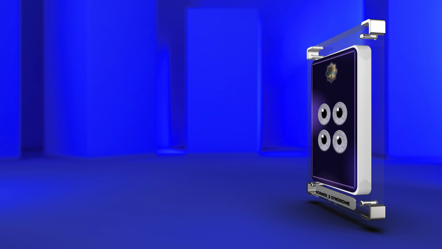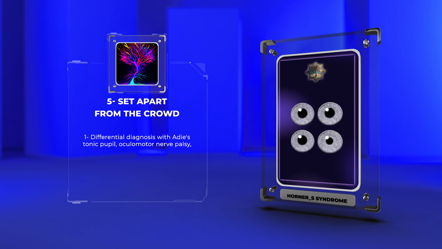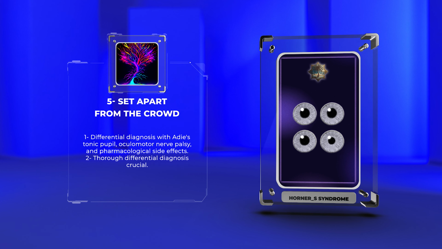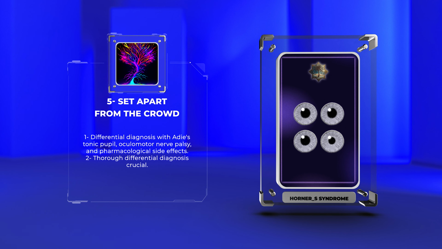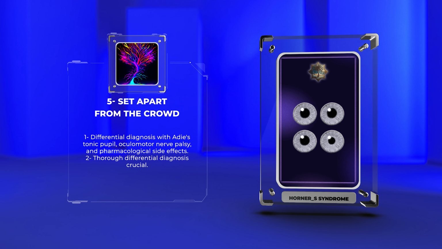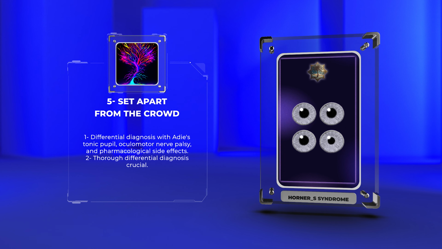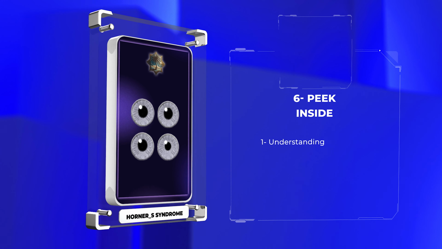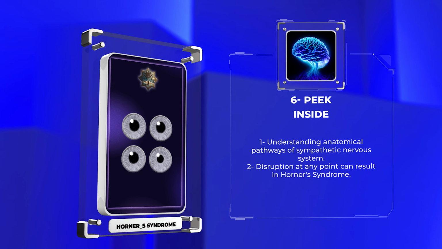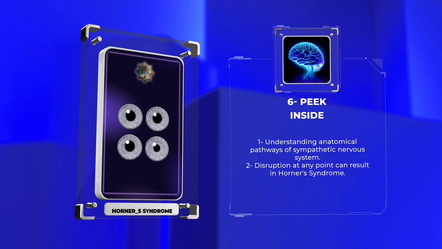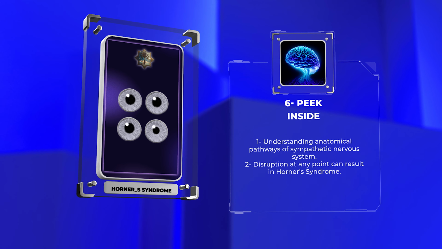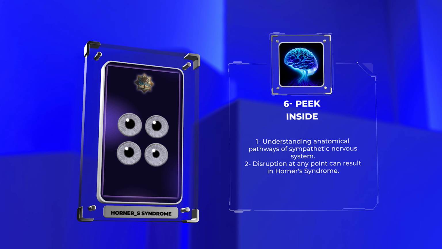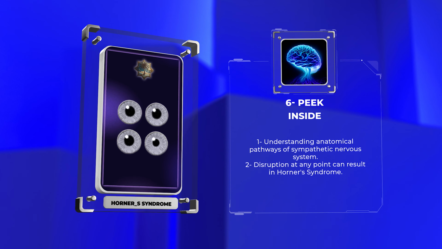One of the key challenges in diagnosing Horner's syndrome lies in differentiating it from other conditions that may present with similar symptoms. Conditions such as Adie's tonic pupil, oculomotor nerve palsy, or pharmacological side effects can mimic the clinical features of Horner's syndrome, making a thorough differential diagnosis crucial. Understanding the anatomical pathways of the sympathetic nervous system is crucial to comprehend the different levels of lesion responsible for Horner's syndrome. It involves a complex interaction between the hypothalamus, brainstem, spinal cord, and peripheral structures. Disruption at any point along this pathway can result in Horner's syndrome.